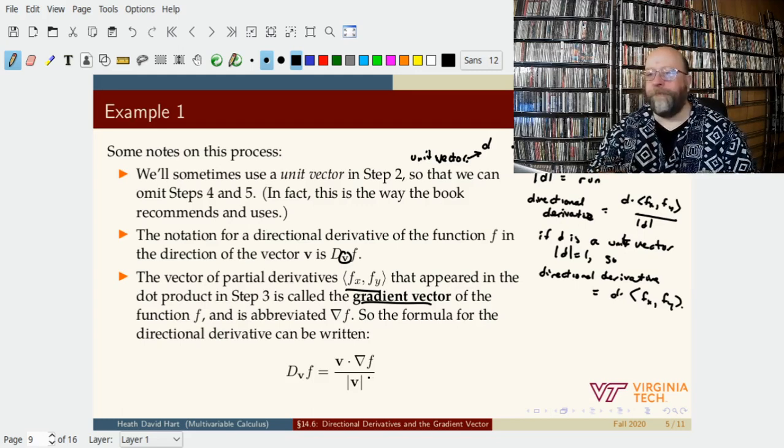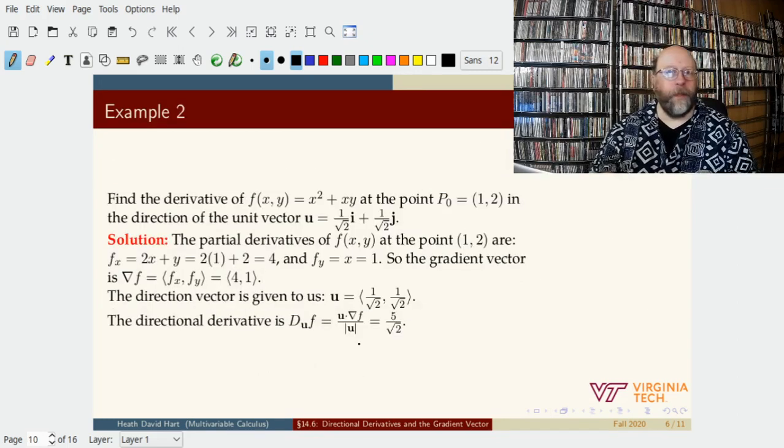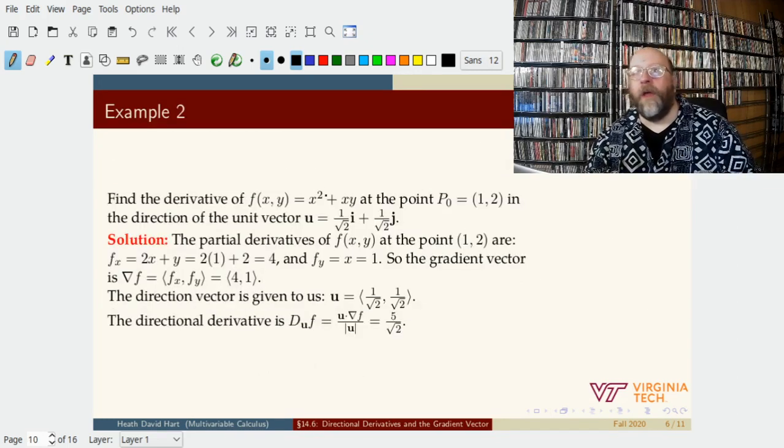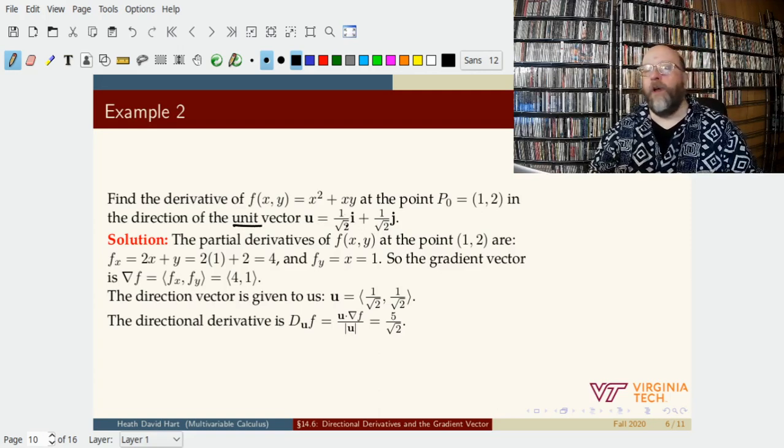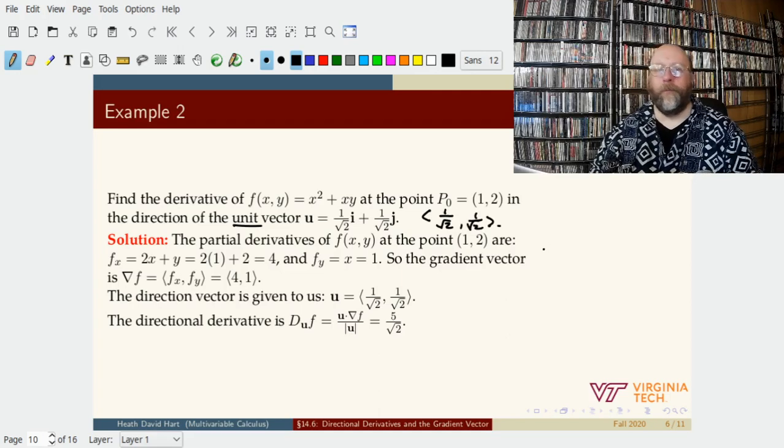Okay? So let's try another example. Let's find the derivative of this function at the point (1, 2) in the direction of the unit vector. We're going to use a unit vector for this example: 1 over root 2 i plus 1 over root 2 j. Okay.